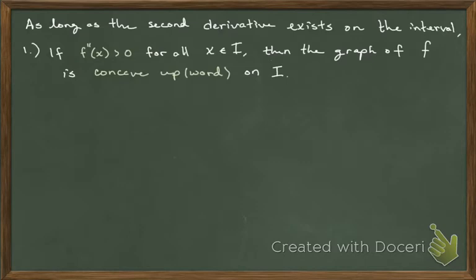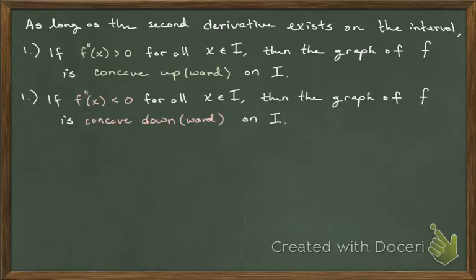And just like concave upward, you use the second derivative to determine concave down. If the second derivative is negative for all x on that interval, then the graph of f is concave downward. I typically say concave up or concave down. I don't usually say upward or downward, but I guess technically we should say upward or downward, but you know what I mean if I say concave up or concave down.